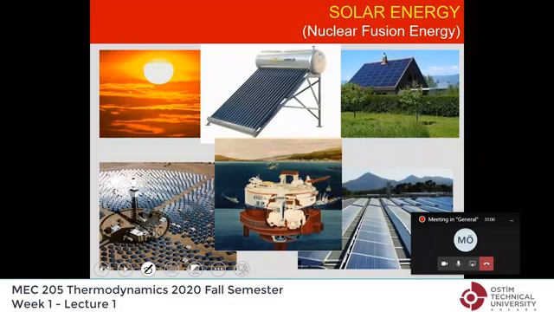The difference is when you use uranium or thorium, it is fission. You split the atom. In the sun, we have two hydrogen fusing into a helium. But again, both are nuclear reactions, and the sun also has radiation.